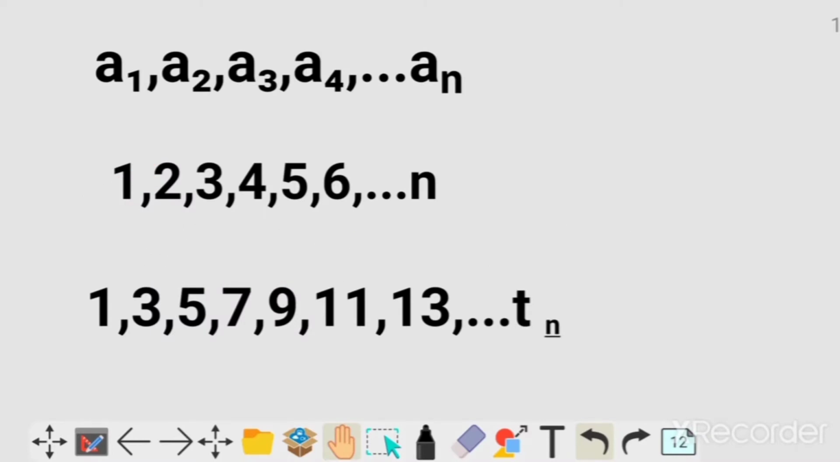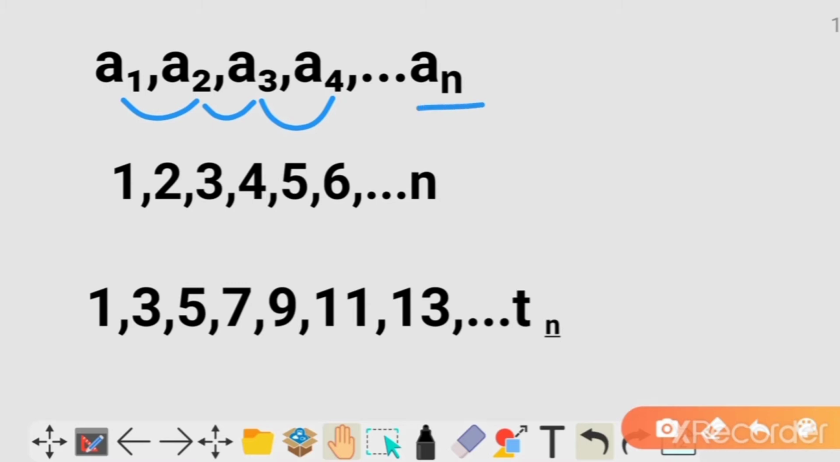Now we'll talk about what arithmetic progression or AP series is. If you look at the series a1, a2, a3, a4, up to an, it will be called an AP series or arithmetic progression if the difference between a2 and a1 is equal to the difference between a3 and a2, and equal to the difference between a4 and a3. And similarly, the difference between an and its previous number, that means an minus 1, will be equal to these differences.